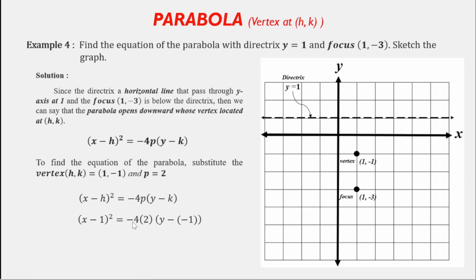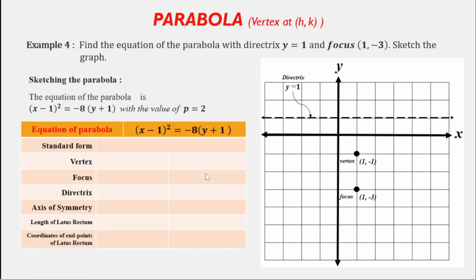As we simplify, -4 times 2 is equal to -8. Then y minus negative 1 is y + 1. So we have now (x - 1)^2 = -8(y + 1). So this is now the equation of the parabola in the said problem. Let us now sketch the parabola.